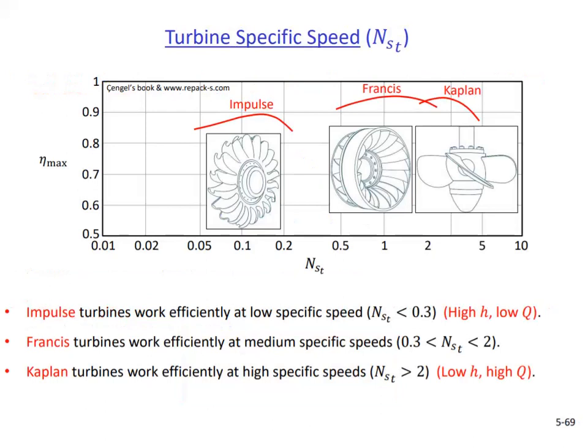This figure shows the typical efficiencies of different types of hydraulic turbines at different specific speeds. Impulse-type turbines, such as Pelton wheels, are suitable for low specific speed applications. This corresponds to low power and high head. Kaplan-type turbines work efficiently at the other extreme. They are suitable for high specific speed applications, which typically correspond to low heads. Francis turbine is the most commonly used hydraulic turbine, and it works most efficiently at specific speed of about 1.